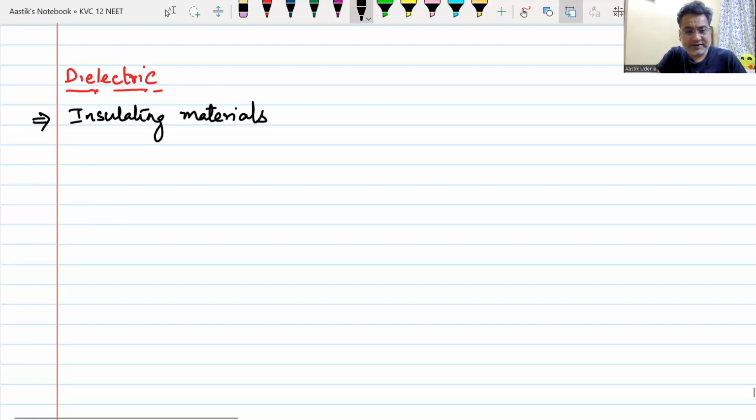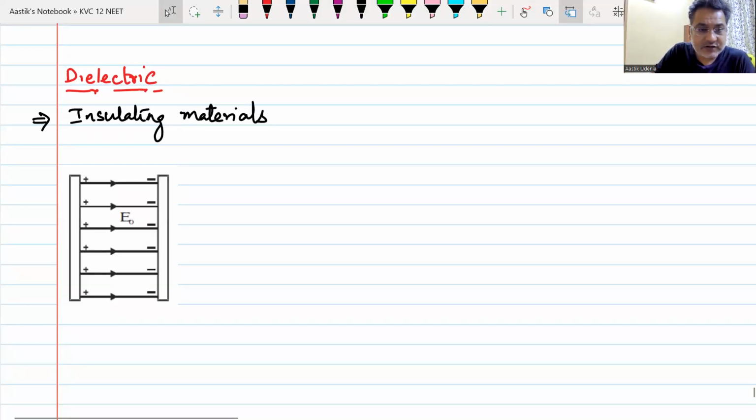Now, let us try to understand dielectrics with one or two diagrams. Let us say that this is a capacitor and there is an electric field inside the capacitor. This electric field is E naught. So this is the original field inside the capacitor. There is no medium inside the capacitor, only air or vacuum. Now what happens if I introduce an insulating medium, which is known as a dielectric?